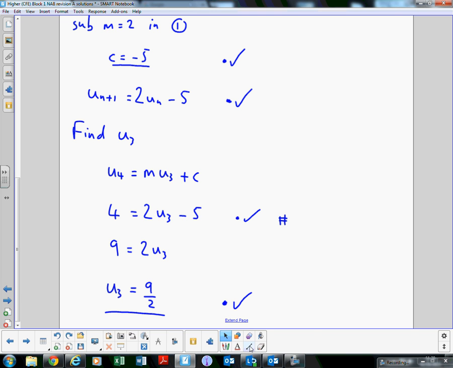So we don't actually need that to be there, because we know the values of m and c, so there's no need for that line. So substituting in, then we can rearrange this equation. So make 2u3 the subject, then make u3 the subject. So u3 will be 9/2. And again, we like top-heavy fractions at higher, so I'm not going to write 4.5.